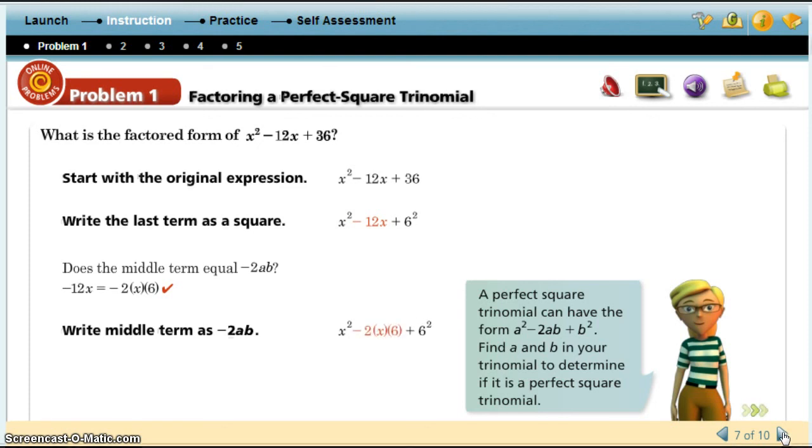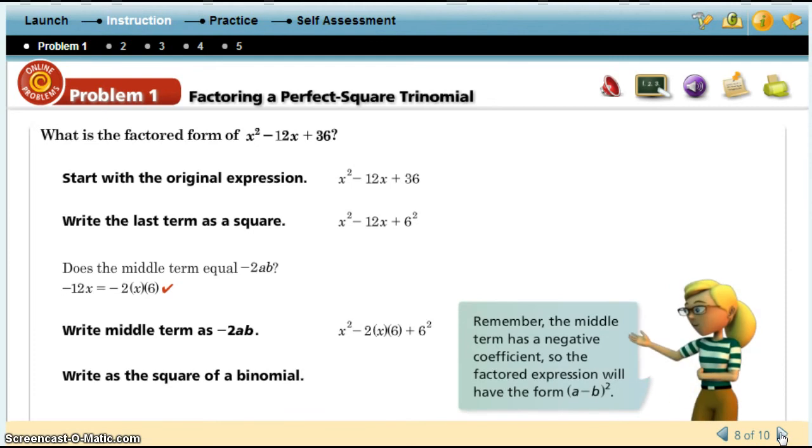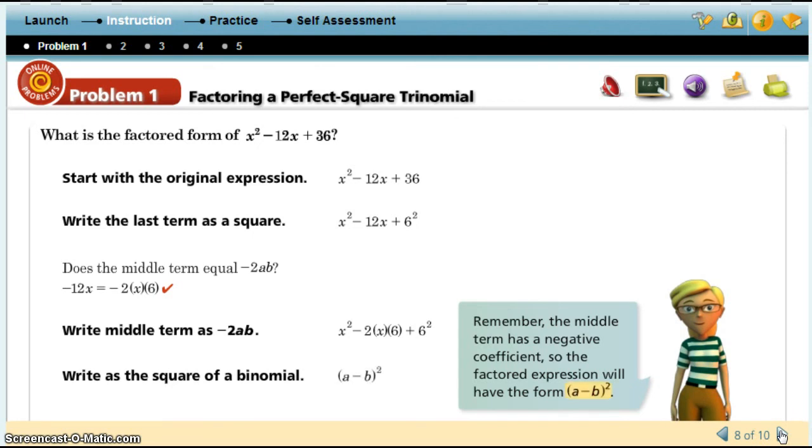Remember, a was your x, b was your 6. Now write the expression as the square of a binomial. Remember, the middle term has a negative coefficient, so the factored expression will have the form a minus b squared. Notice they're just plugging x in for a and 6 in for b. So the expression in factored form is the quantity x minus 6 squared.